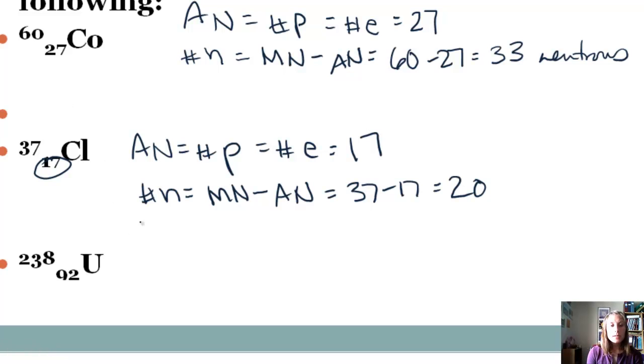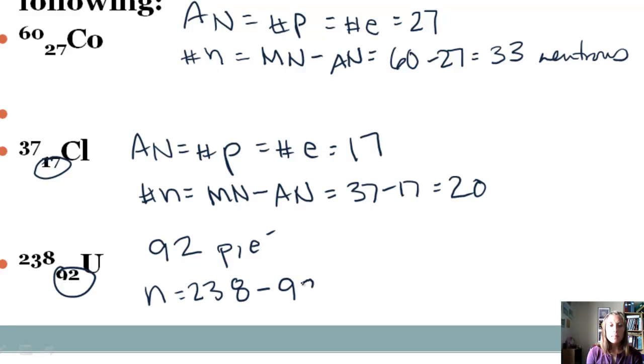And the last one is for uranium. Okay, we know that atomic number is equal to protons, which is also equal to electrons, and that's our bottom number, so we have 92 protons and electrons. And then to find our neutrons, it's our mass number, which in this case is 238, minus our atomic number, which is 92, and when you subtract those, you get 146 neutrons.